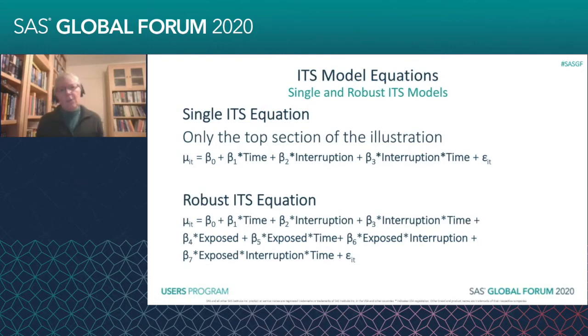In the robust ITS equation, we put both of these together so that the first row is exactly the same as the single ITS, but then we start adding in all of those same variables for our exposed group. So we have beta 4 exposed, which tells us how different the starting points are. Then we have the exposed times time to give us the slope, exposed times interruption to give us the jump, and then a triple interaction term with exposure, interruption, and time to tell us how different the slopes are between the two groups before and after.